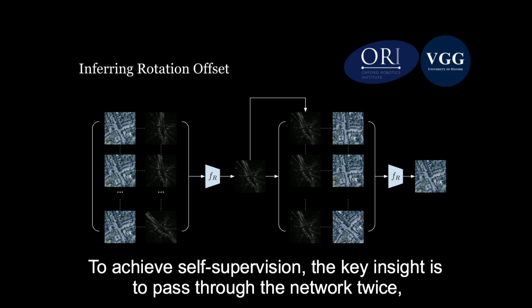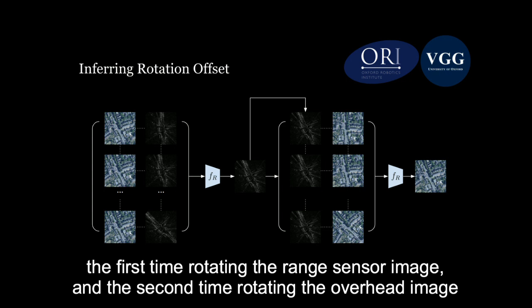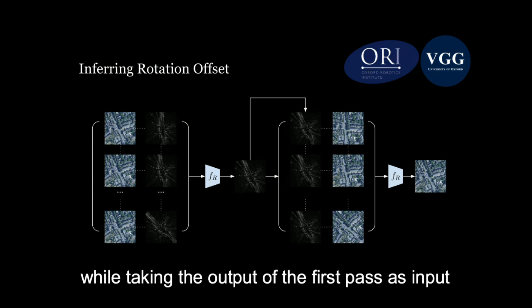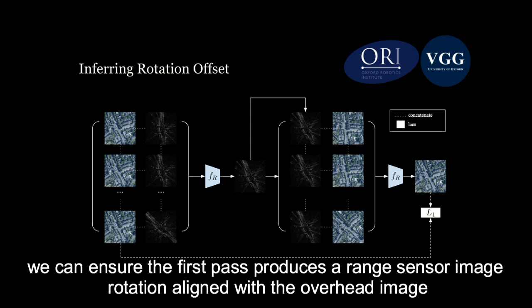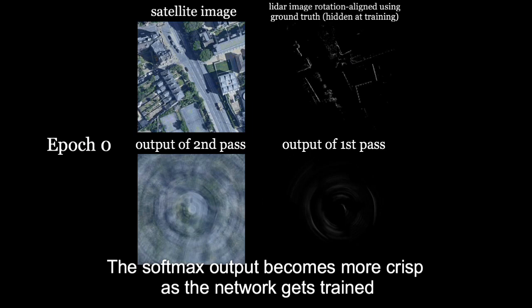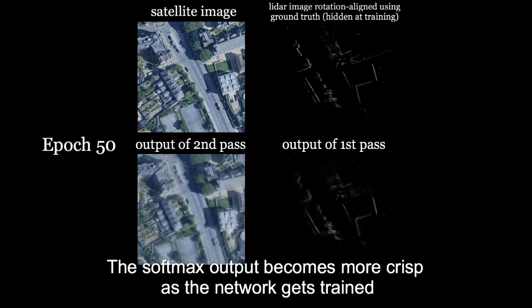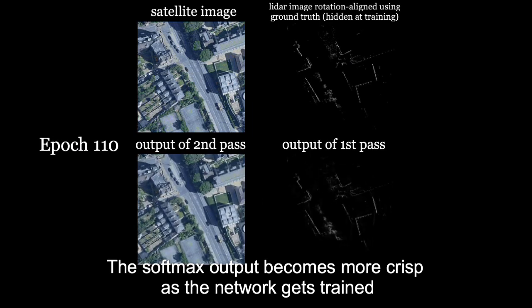To achieve self-supervision, the key insight is to pass through the network twice, the first time rotating the range sensor image and the second time rotating the overhead image while taking the output of the first pass as input. By enforcing the output of the second pass to be the original non-rotated overhead image, we can ensure the first pass produces a range sensor image rotation aligned with the overhead image. The softmax output becomes more crisp as the network gets trained.